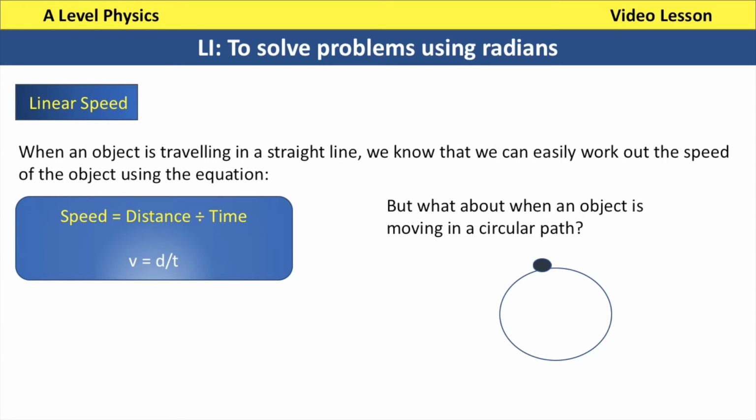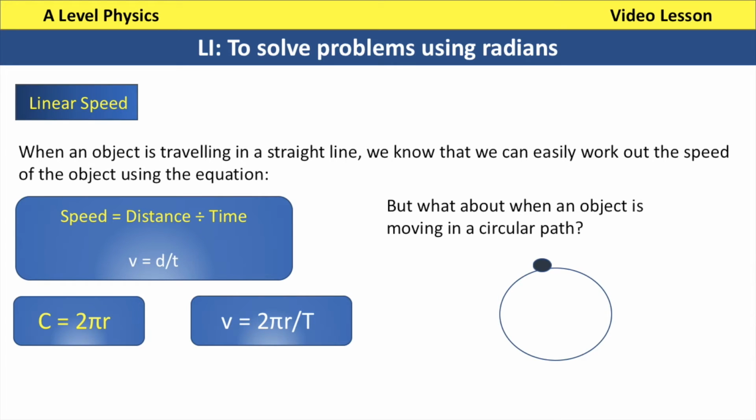Now we can work out what the speed of that object is by just manipulating the equation speed is distance over time. We know that the distance all the way around a circle is 2 pi r because that is the circumference of a circle. So if we replace the distance with 2 pi r and we replace time with the time it takes to go around the circle once, the time period, that tells us that the linear speed when we move in a circle is 2 pi r divided by T, where capital T is the period or the time it takes to go around the circle once.